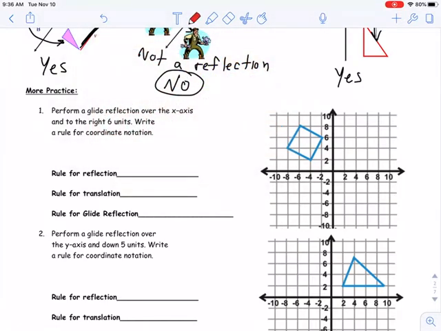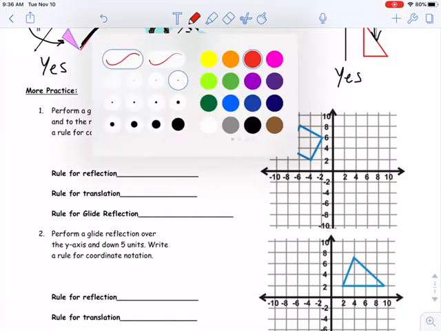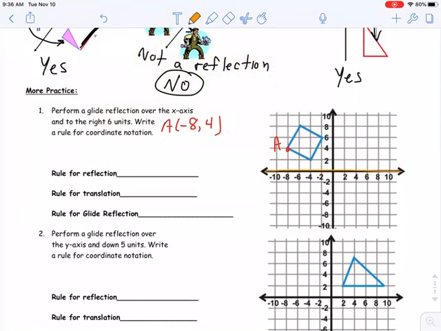Okay, so just for fun, this is unlabeled, but we're going to call that point A, and we're just going to focus on point A the whole time. So that's at -8, 4. And then it's telling us to reflect over the x-axis.